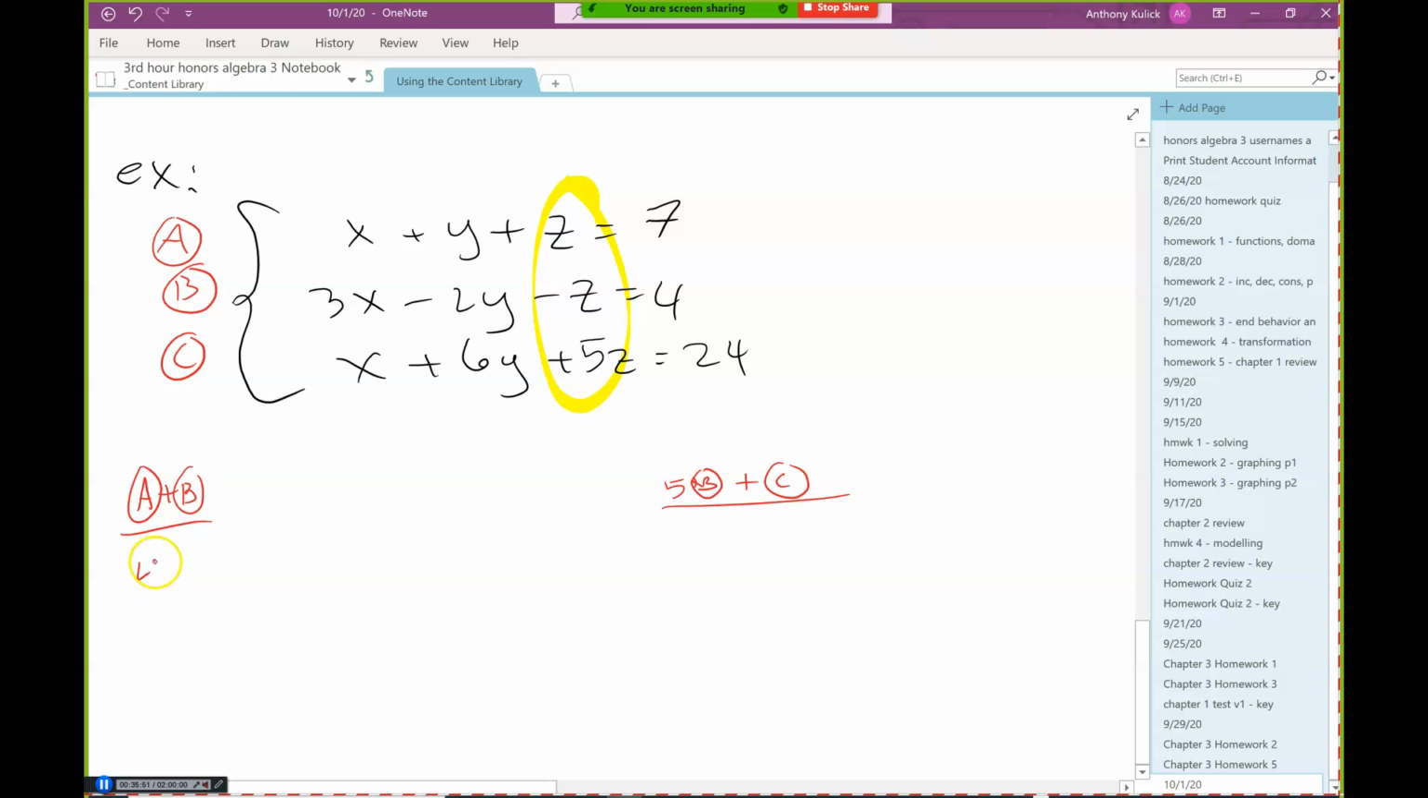So x plus 3x is 4x. y plus negative 2y is just negative y. z plus negative z is 0. And 7 plus 4 is 11.